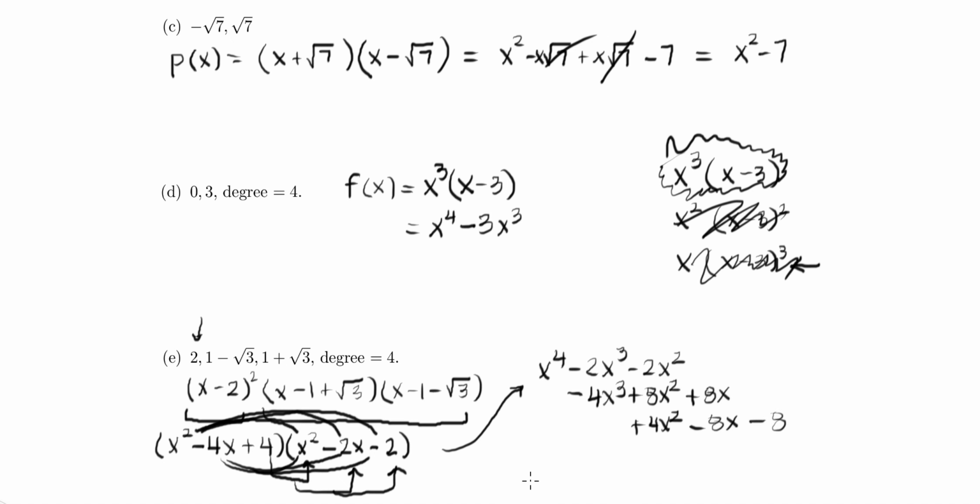So our polynomial function, our f of x, is going to equal x to the fourth minus 6x cubed. This right here is going to cancel out to 10, plus 10x squared. This one canceled out, and minus 8. And that's how you're going to do this.